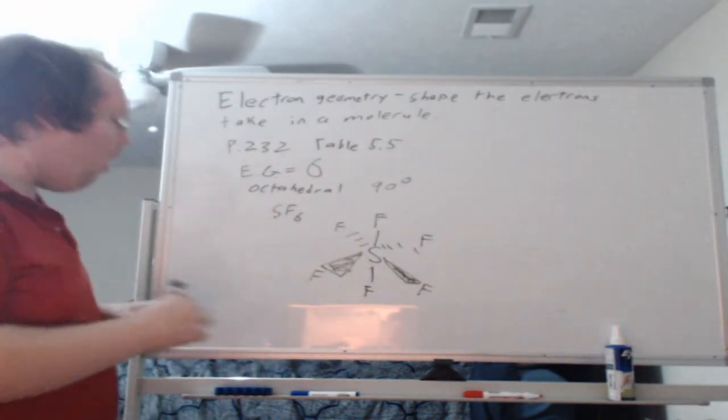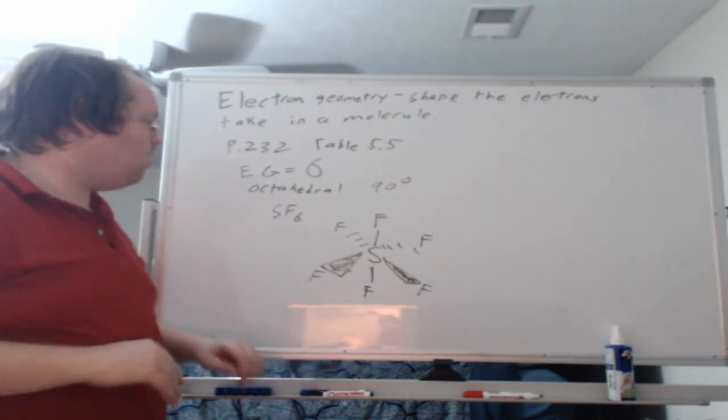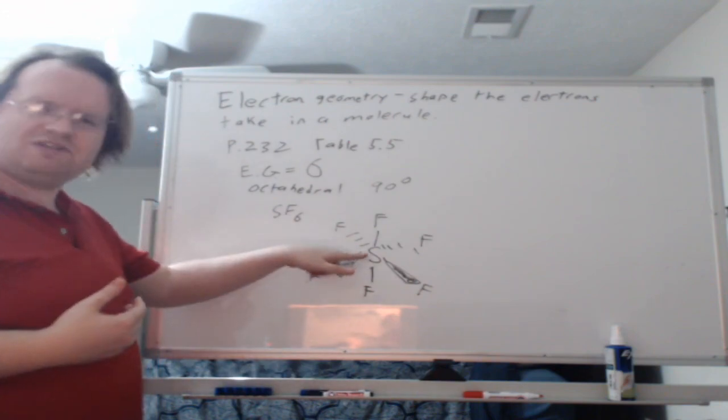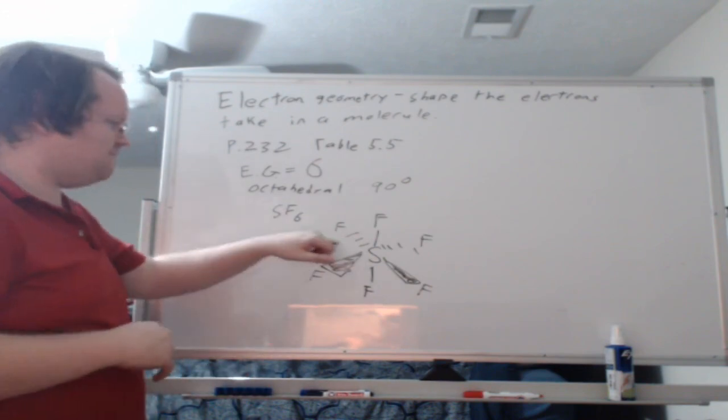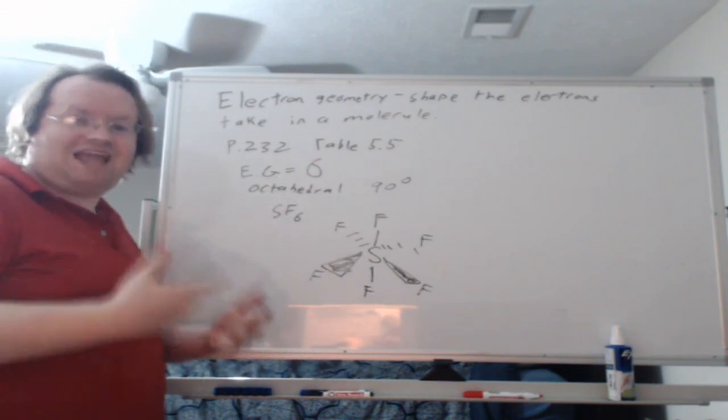So that will cover all of our electron geometries. What you'll notice is we haven't yet talked about what if there's a lone pair. So in the next video, we'll deal with molecular geometries, which are shapes, once we start putting lone pairs on the middle atoms, and how that changes the shape.